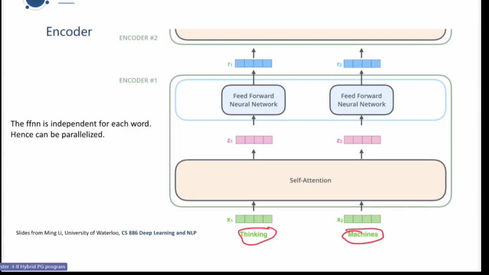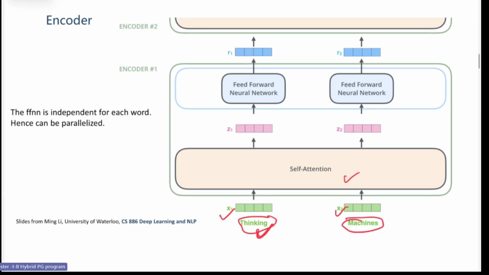So what is the first goal? The first goal is to get the vector for each word. So you have the embedding layer that will convert it. So it will get x1 for thinking and x2 for machine. Now you give these two things to the self attention, and from the self attention you find the matrices k, q, v, and then you will have the refined feature vector for thinking, as well as the refined feature vector for machine.